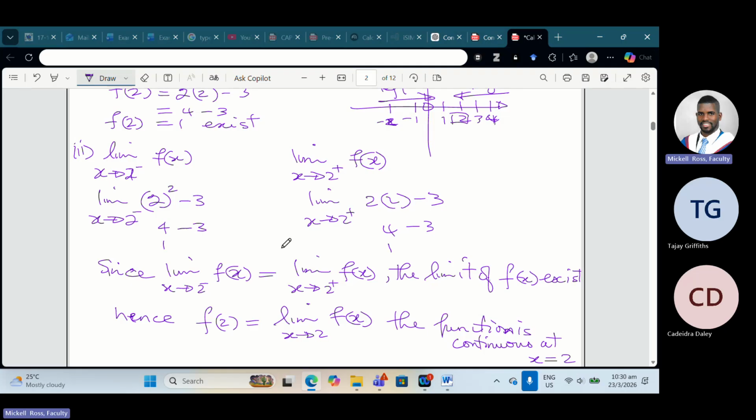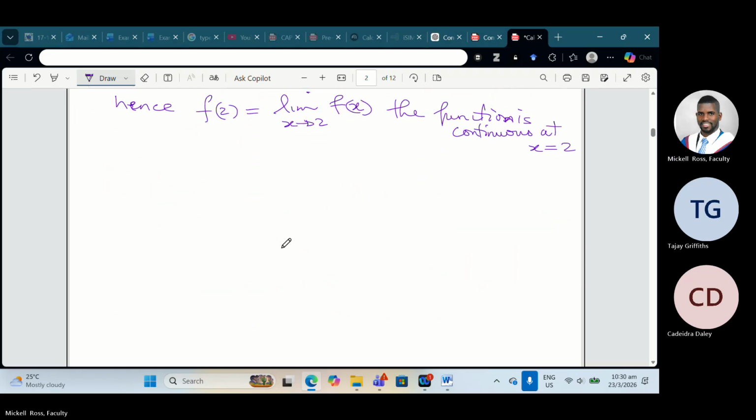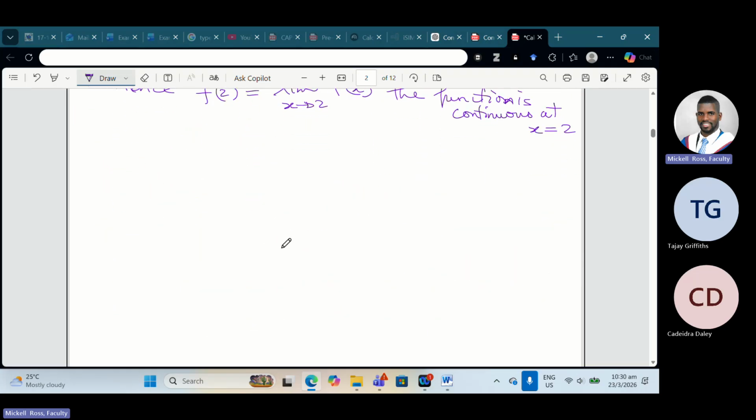Anybody still writing? All right, I take that as a no. So let's look at one. Let's look at the graph real quick and then we'll look at another one.